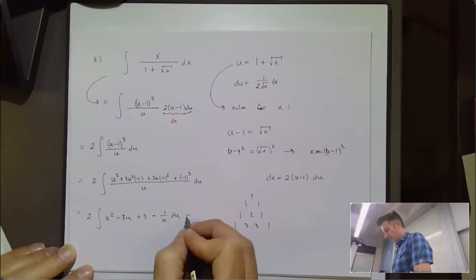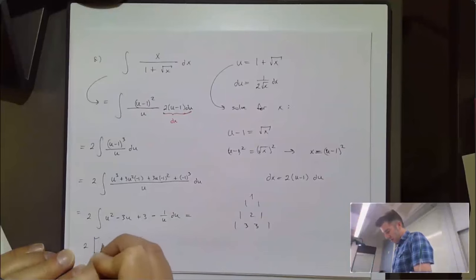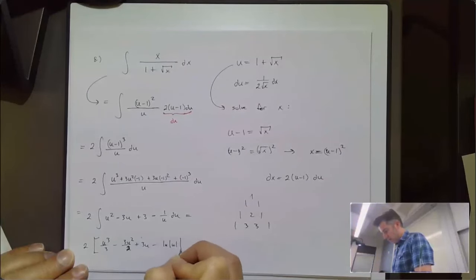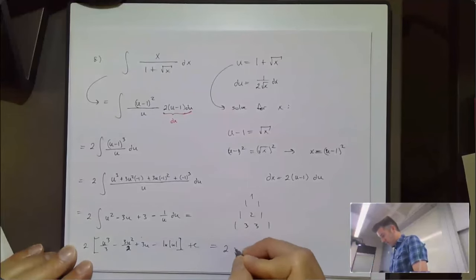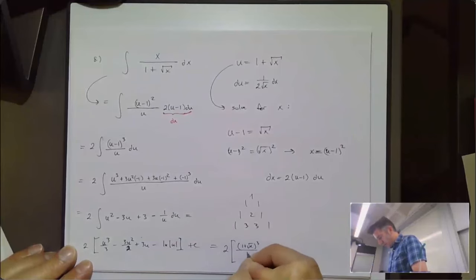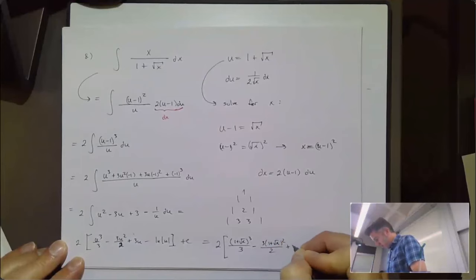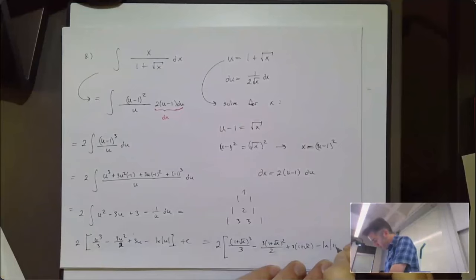And then we integrate the whole thing. We get u cubed over 3 minus 3u squared over 2, plus 3u minus the natural log of the absolute value of u. And then we plug in u and we get 2 times 1 plus root x cubed over 3, minus 3 times 1 plus root x squared over 2, plus 3 times 1 plus root x, minus the natural log of the absolute value of 1 plus root x.